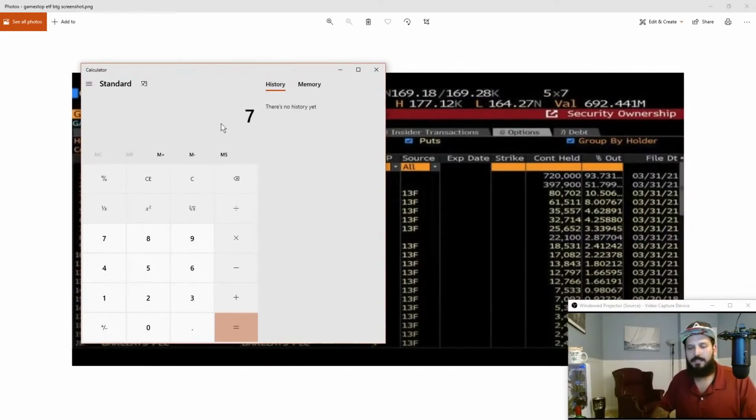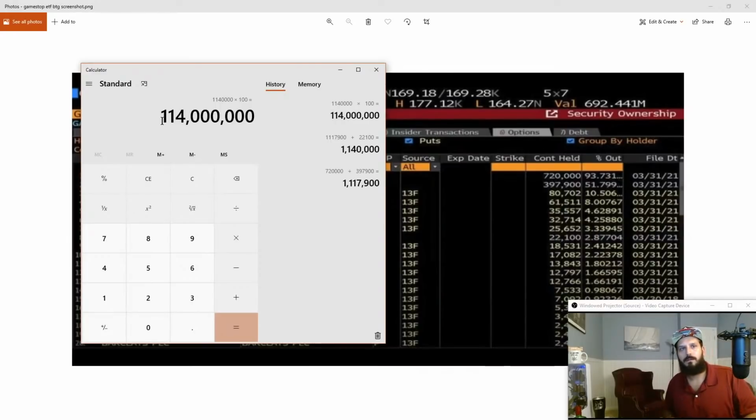All right, and we've got 720,000 there, 397,000, 900 right there in these ETFs that were stashed away on the Bloomberg terminal. And that's 1.140 million just when you add these up. But now you have to multiply that by 100. So in reality right there, how many puts do they have? 114 million, right there, just between those three companies.